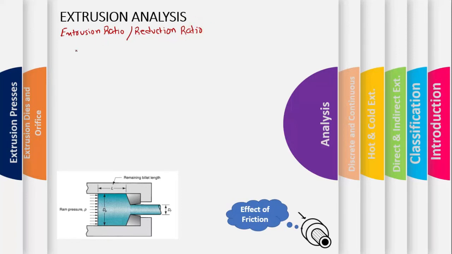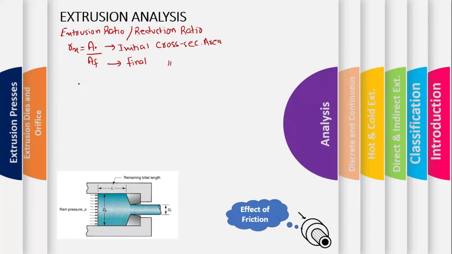So the reduction ratio, that is Rx equals A naught by AF, where A naught is the initial cross-sectional area, while the AF is the final cross-sectional area, right? So we can find out the true strain using this extrusion ratio.